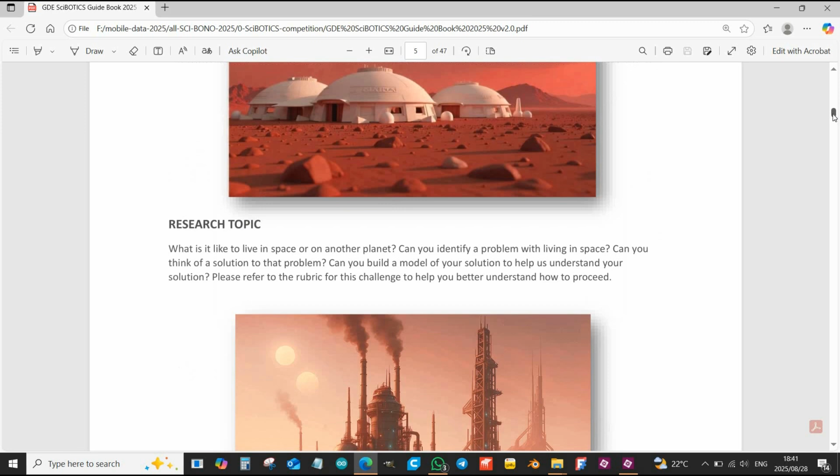Please refer to the rubric for this challenge to help you better understand how to proceed and how to present your findings, and maybe if you've made a model or a prototype of something that solves the problem of living in space or on another planet, you can also show us that.